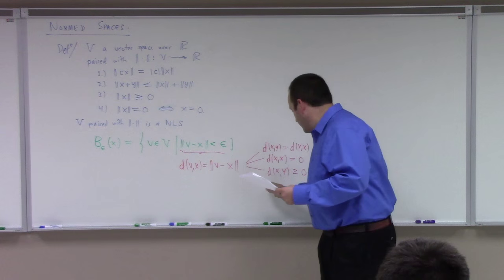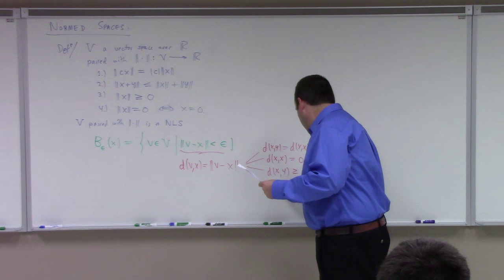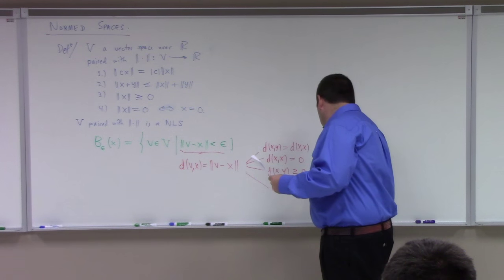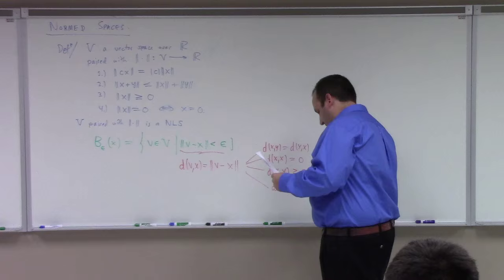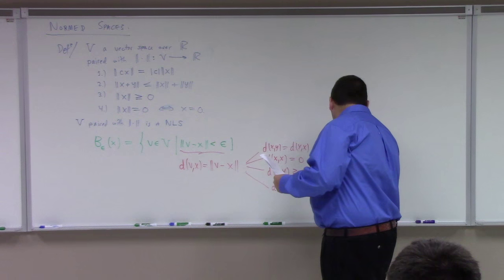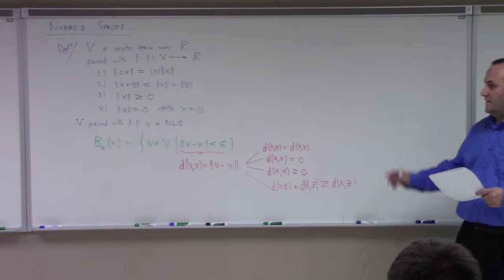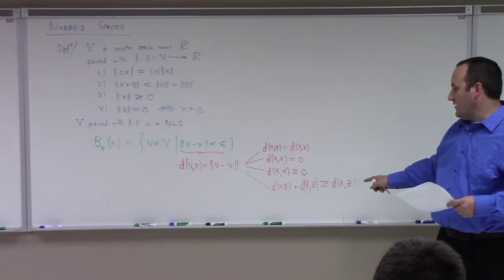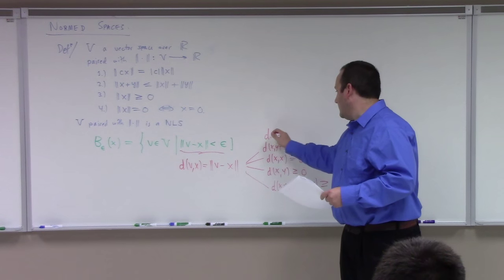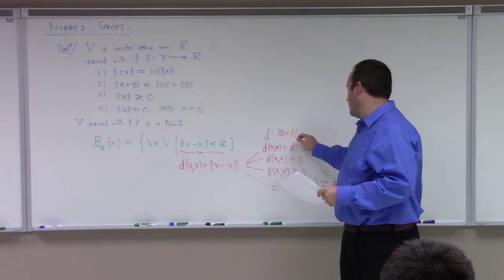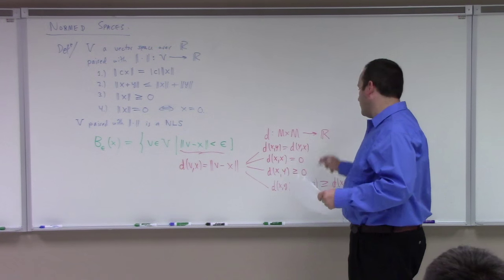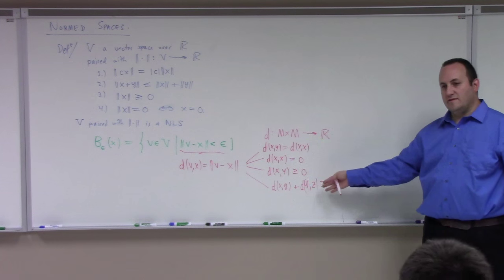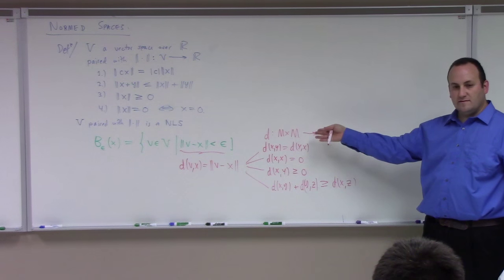And then you also have the distance from x to y plus the distance from y to z is greater than or equal to the distance from x to z. This is also called the triangle inequality. That's the triangle inequality for norms, and this is the triangle inequality for a metric. Now, d is a mapping from some space across itself back into the reals. If this mapping d satisfies these axioms, that makes M into what's called a metric space.